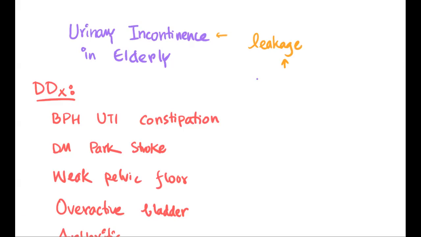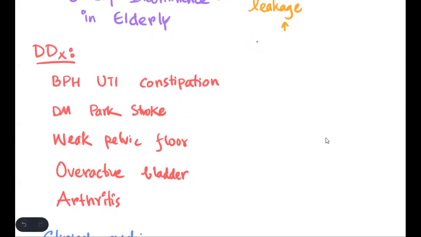Leakage of urine is incontinence. The common causes for incontinence are benign prostatic hyperplasia, or BPH, urinary infection, and constipation. Those are the commonest causes.